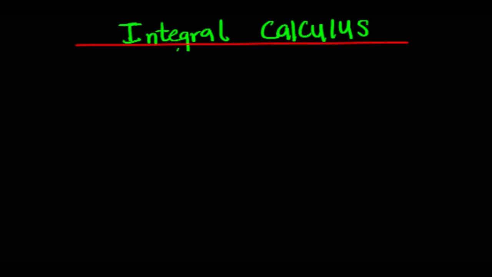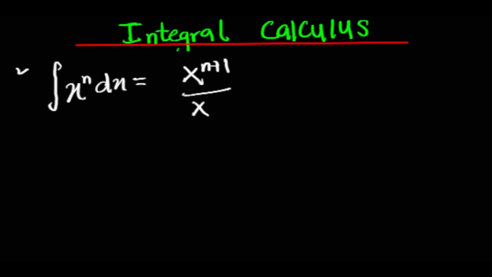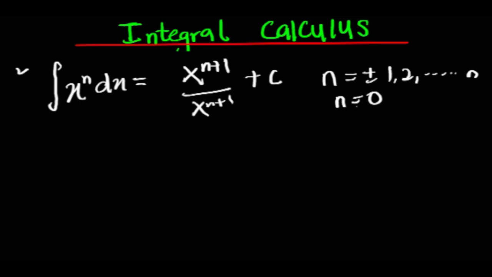The next rule that we have, still under algebraic functions, is the power rule. Whenever you have the integral of x to the power n dx, this is basically x to the power n plus 1, divided by n plus 1, plus c. One thing about n is that n can be plus or minus 1, 2, up to anything. It can even be 0. You understand? n can be 0. That's one thing that's good.